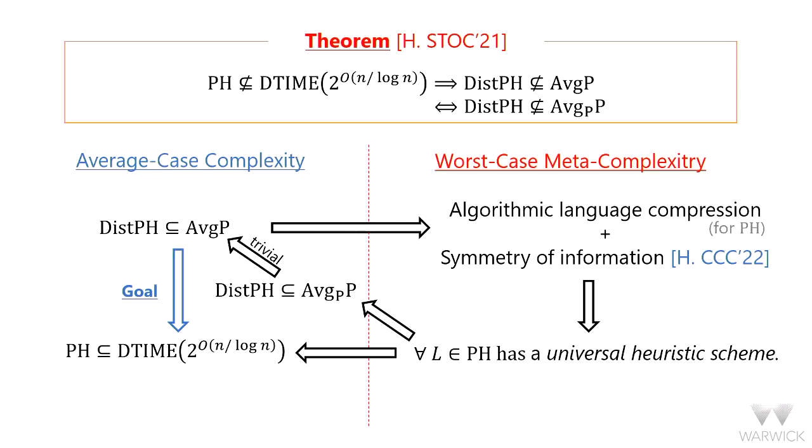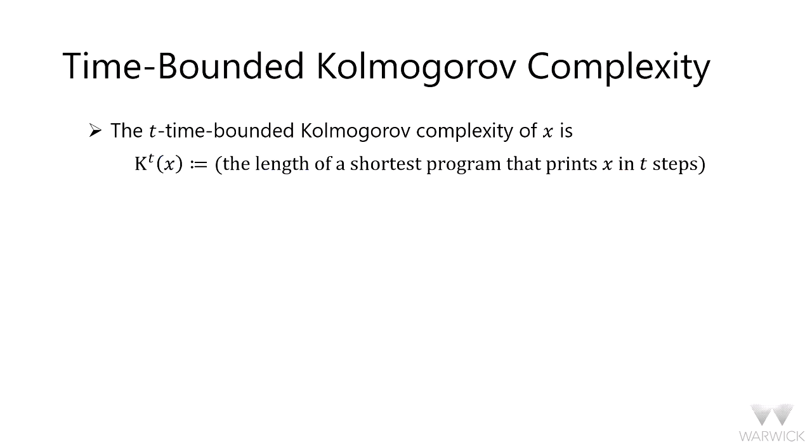So let me start by explaining what is algorithmic Lagrange compression. And in order to do that, I need to define what is time-bounded Kolmogorov complexity. So the T time-bounded Kolmogorov complexity of a string x is denoted by K^T(x). And this is defined as the length of a shortest program that prints x in time T.